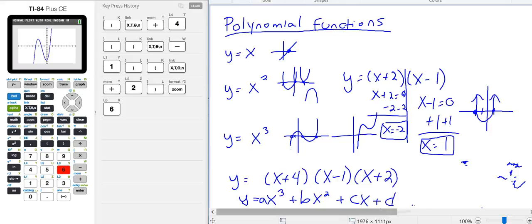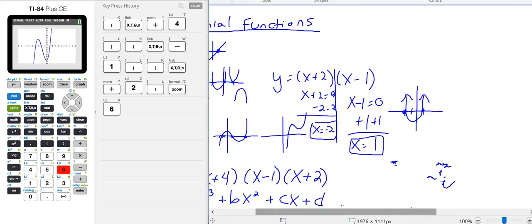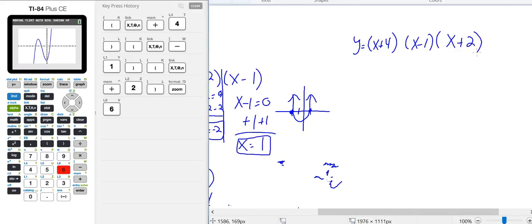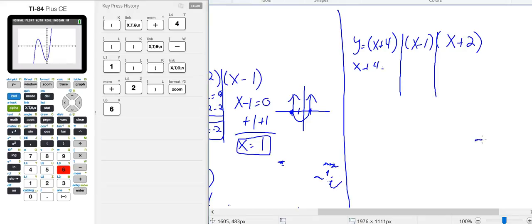For a cubic function, we're going to do the same thing. Let's move over the function. Y is equal to x plus 4 times x minus 1 times x plus 2. So this is our cubic function. If we set each of these factors equal to 0, then we will get where this cubic function crosses the x-axis. So x plus 4 is equal to 0. We're going to solve this for x, so minus 4 and minus 4. X is equal to negative 4.